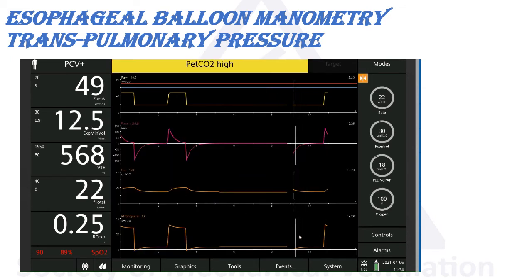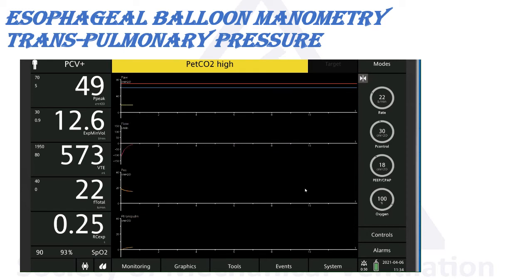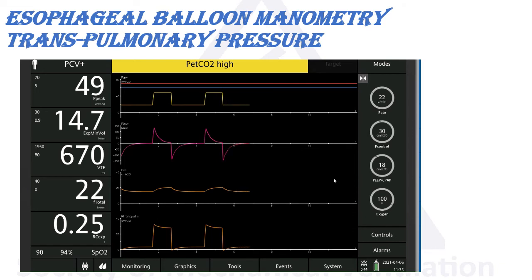And here we're calculating our end expiratory transpulmonary pressure at 3.7. So that's a perfect PEEP. You can make it a little bit below that. But again, the goal is to keep the end inspiratory transpulmonary pressure, which is the plateau pressure minus esophageal pressure, below 25.